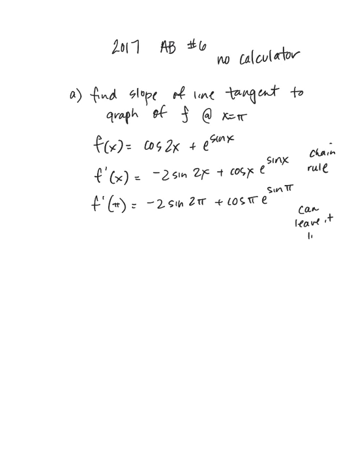The unfortunate part is later on in this problem, we're going to need to know what f prime of pi is. So eventually you're going to have to simplify it, but at least for this part A, you don't necessarily need to do it. Cosine of pi is -1. E to the sine of pi, where sine of pi is 0, we get -1. Boom.